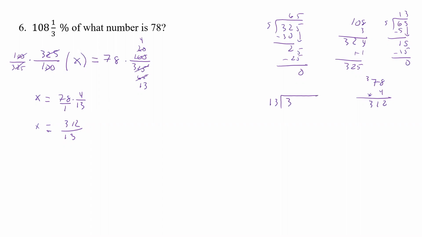So 13 into 312. Well, 13 times 3 is 39, so it can't be that high. So 2, that's going to give us 26. Subtract that, that's a 5. Bring down our 2. If we multiply that by 4, that will give us what we want. That'll be 52. And so then that should give us the value we need for this example here. And so x is equal to 24.